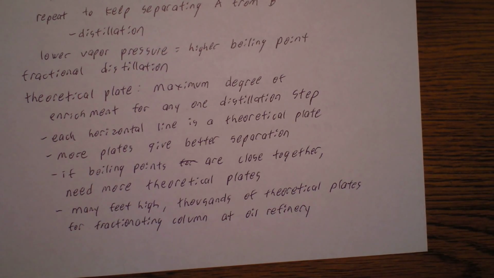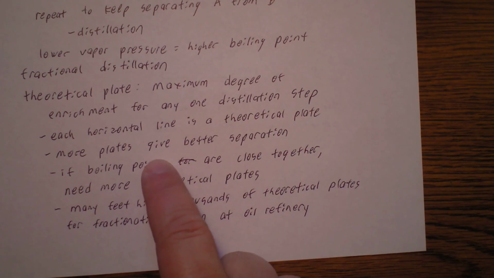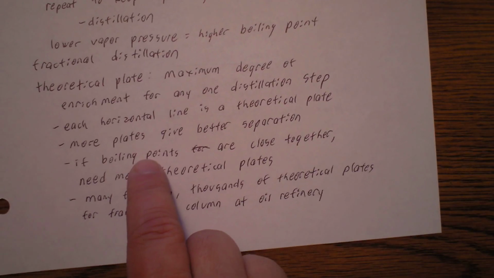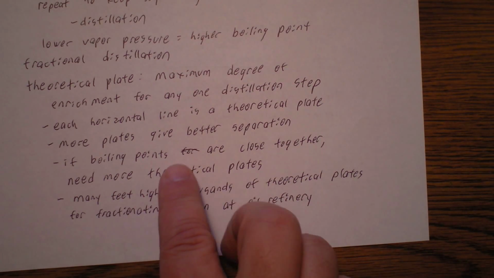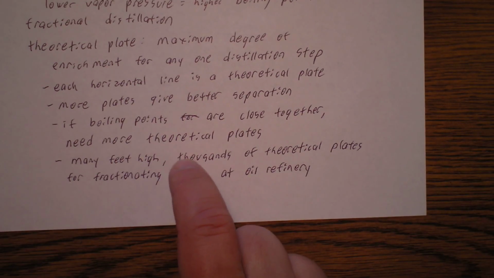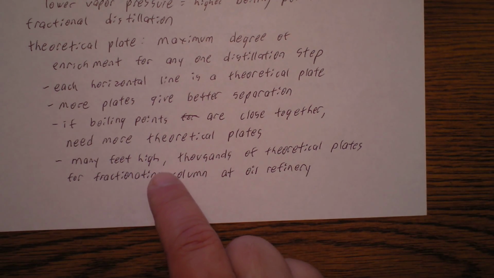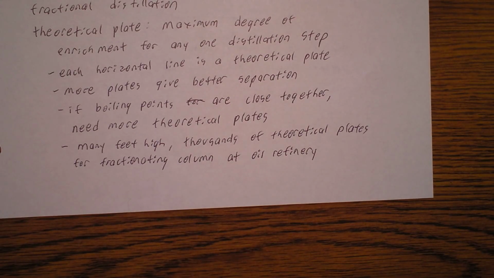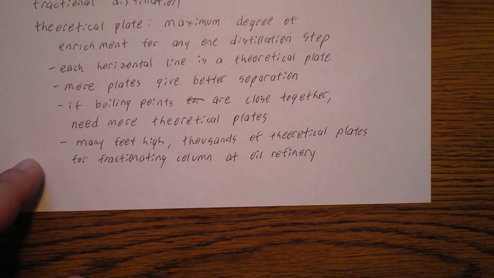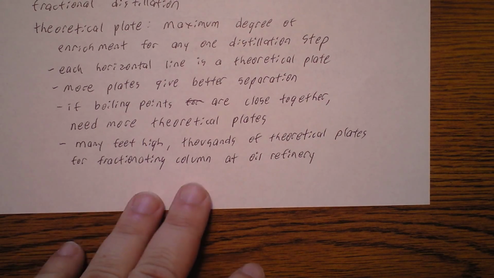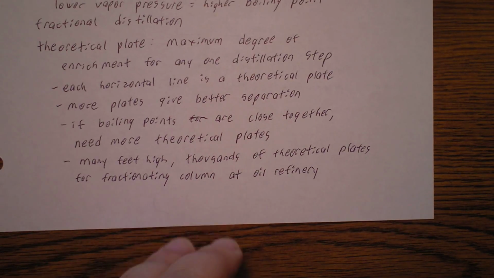So in real life, if you add more plates, you can get better separation. But if the boiling points of these two substances are close together, then you're going to need more theoretical plates to separate them. Now in real life, of course, a fractionating column can be many feet high and have thousands of theoretical plates, if we're talking about something like an oil refinery where they separate the diesel from the gasoline and so on.